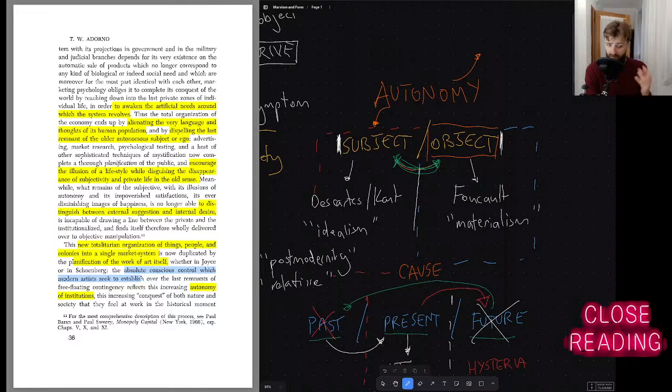The absolute, and this is another symptom, the absolute conscious control which modern artists seek to establish over the last remnants of free floating contingency, reflect this increasing autonomy of institutions. So the autonomy moves from the subject, from us as individuals, from our individuality. Our individuality is lost in some sense, and instead becomes an autonomy of institutions.